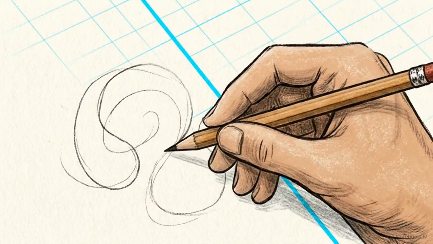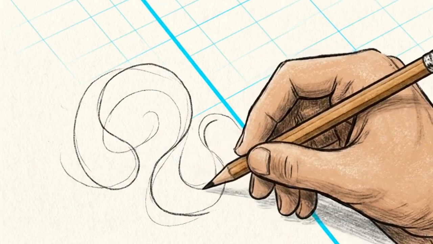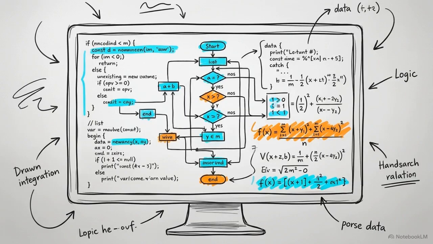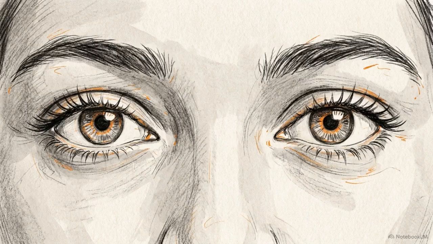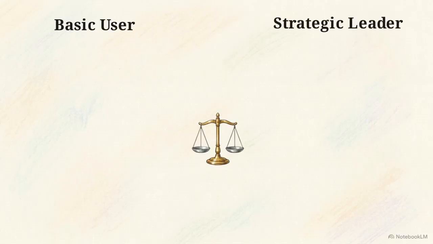Algorithms do not possess lived experience, they cannot feel empathy, and they do not generate genuine human creativity. Because the system runs strictly on the mathematical patterns we established earlier, your judgment and your empathy must always serve as the final filter. This visual scale shows the difference between a basic user and a strategic leader.